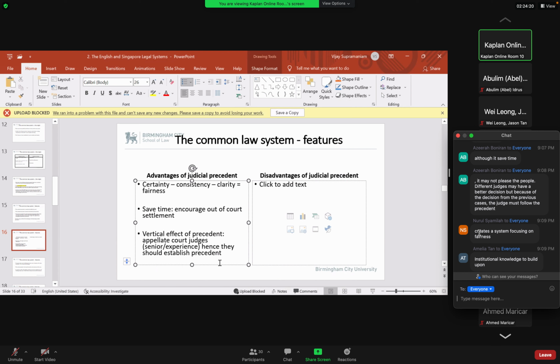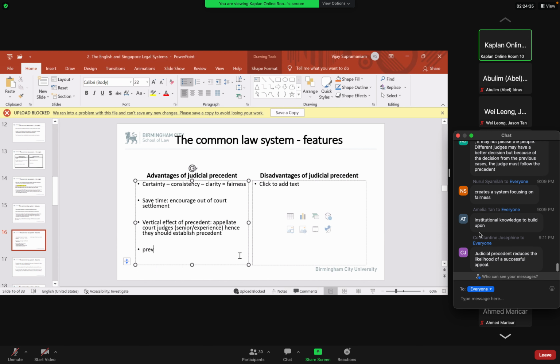Any other points, or shall we move to the disadvantages? Okay, so these are some advantages or strengths of the doctrine of precedent. Can I add one more point? We can prevent arbitrary decisions. Do you know what arbitrary decisions are? Arbitrary decisions means you will be able to prevent... and you know what Azira says?